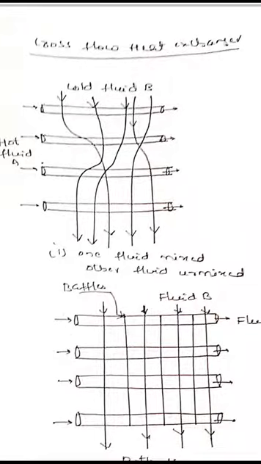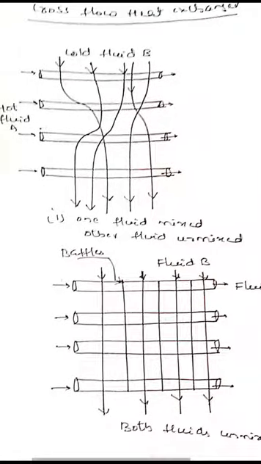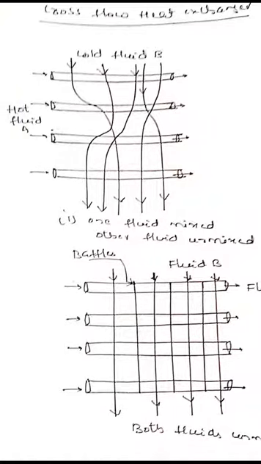Another type of heat exchanger is a cross flow heat exchanger. Here the hot and cold fluids will flow at right angles to each other. One fluid, the hot fluid, is flowing through the inner tubes, while the other, the cold fluid, is flowing over the tubes and getting mixed with itself.